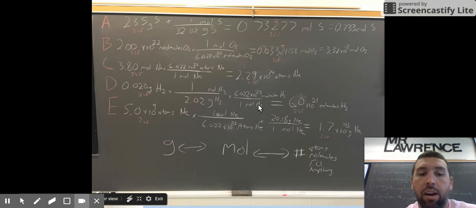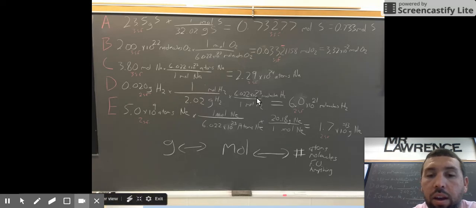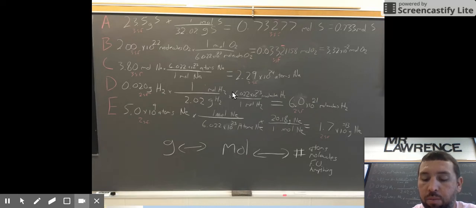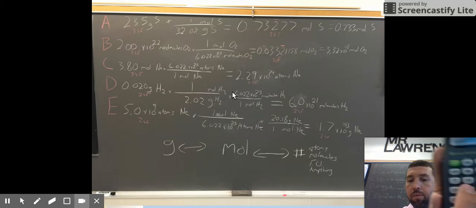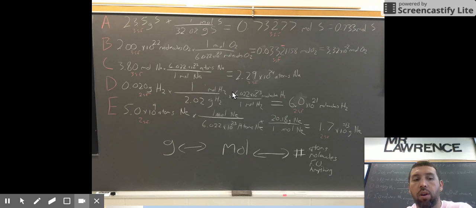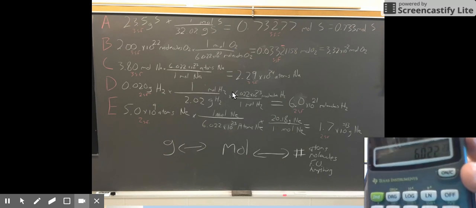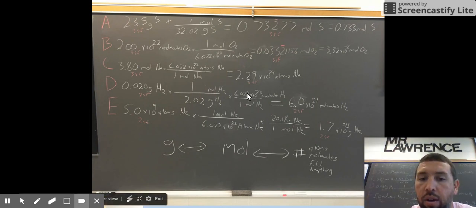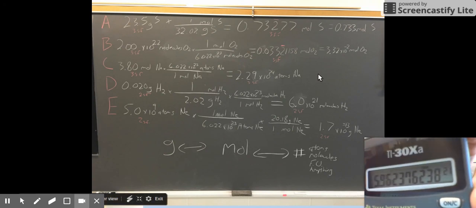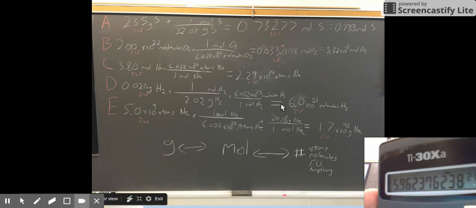Again, I put this in my calculator. Now, how do I put this in my calculator? The best way to do it is to enter in your first number, which is 0.02. Then I go to this. Since the 2.02 is in the denominator, I'm going to hit divide first and then 2.02. Then when I come to this conversion factor, since the value is in the numerator, I'm going to hit multiply by 6.022, hit the EE button, and then I'll hit 23, and I'll get something that looks like that on my calculator. That is expressing this value right here. Hit equal, and it'll come up with 5.9623 times 10 to the 21st.